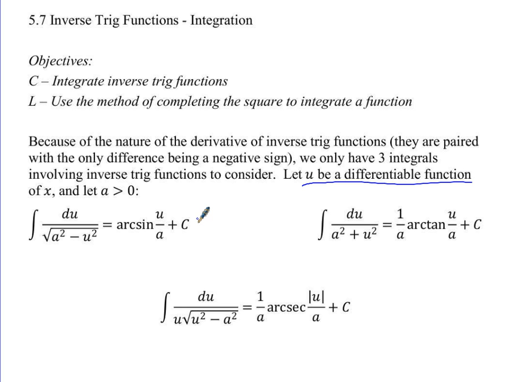The integral of du over a squared plus u squared, no square root this time, and plus instead of minus, is 1 over a times the arctangent of u over a plus c. And the third one, the integral of du over u times the square root of u squared minus a squared, this time the u and the a are reversed under the square root, equals 1 over a arcsecant, absolute value u over a plus c.